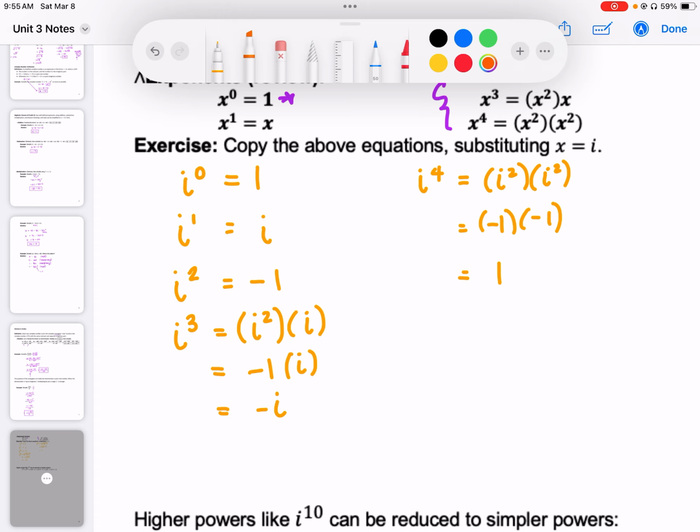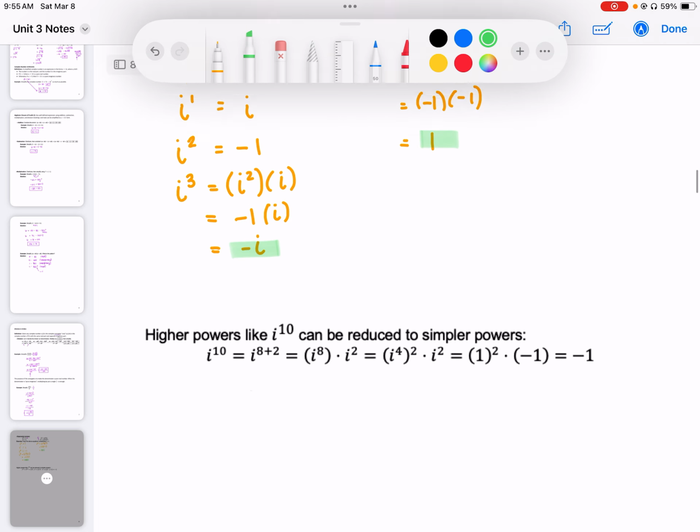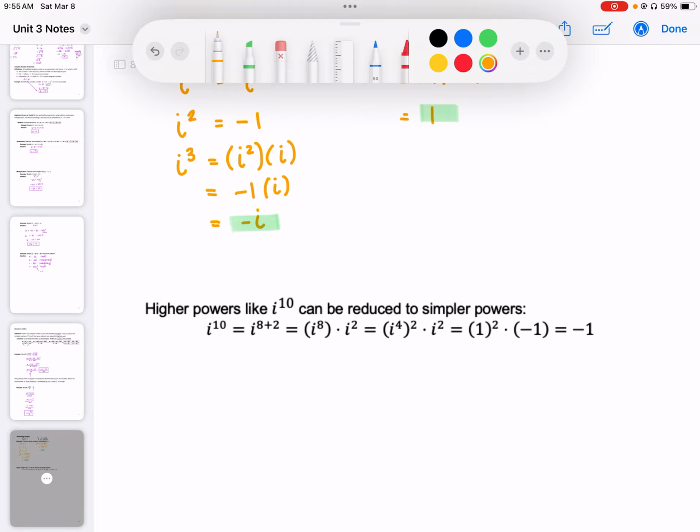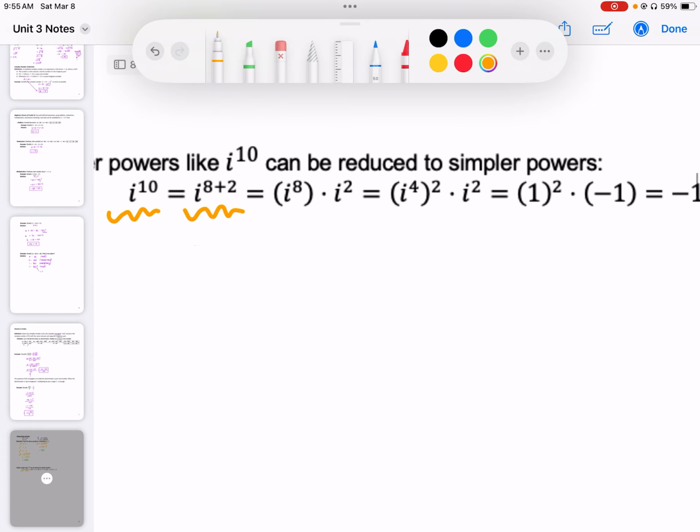So some things to note there are that the relationships really do follow all the way through. And so we can then later simplify higher powers in terms of 0, 1, 2, 3, and 4 to make it easier for ourselves. A good example is the one right below. So notice that they rewrote I to the 10 as 8 plus 2, and then they further simplified. So notice that we went ahead and did I squared. We know I squared is minus 1.